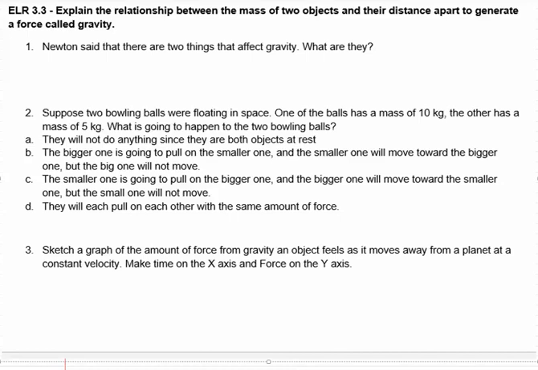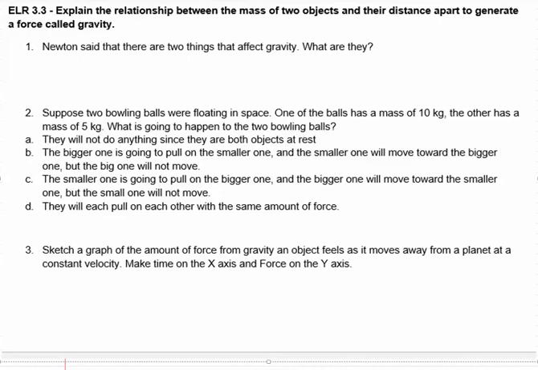This is the video answer guide for the study guide for Unit 3, ELR 3.3. This one's all about mass and gravity and distance. For this one, I want you to be thinking about the interactive that you did on the computer where you were trying to figure out what causes gravity, or what the variables in gravity are. I'm going to pull that up in just a second, but it all came from Newton.